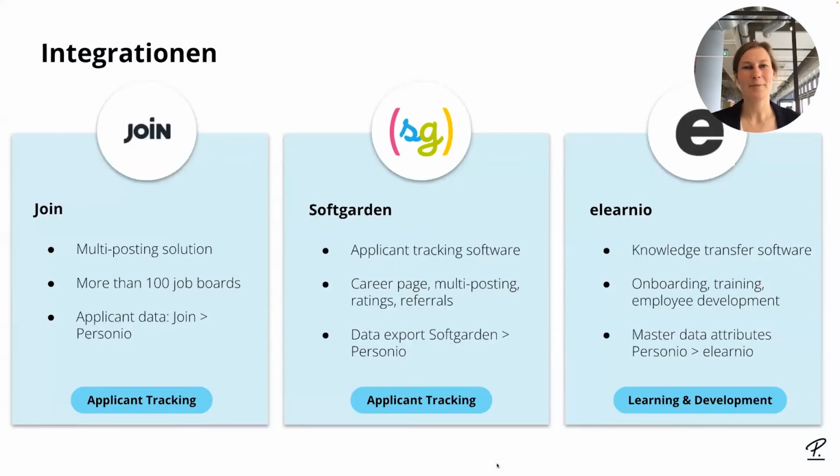Having a look at the 3 new integrations, we have 2 recruiting integrations, Join and Softgarden, and we have 1 talent management integration. Join and Softgarden are fairly similar. Join is a platform where you can create modern job ads. You can publish on more than 100 job boards. You can even push your postings automatically, and it simplifies your hiring process and workflows.